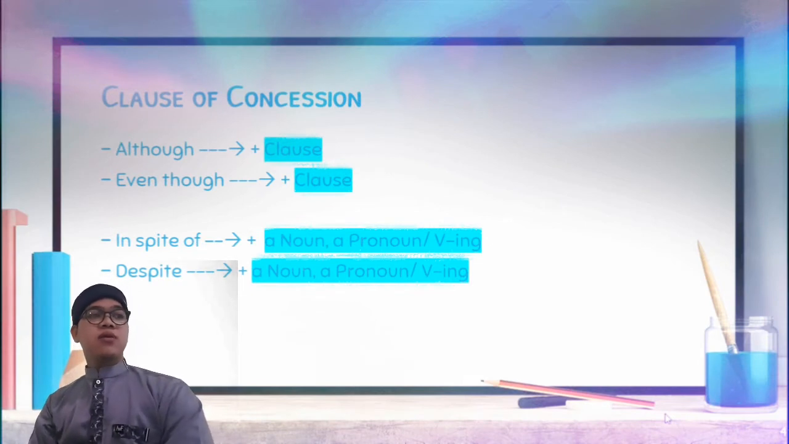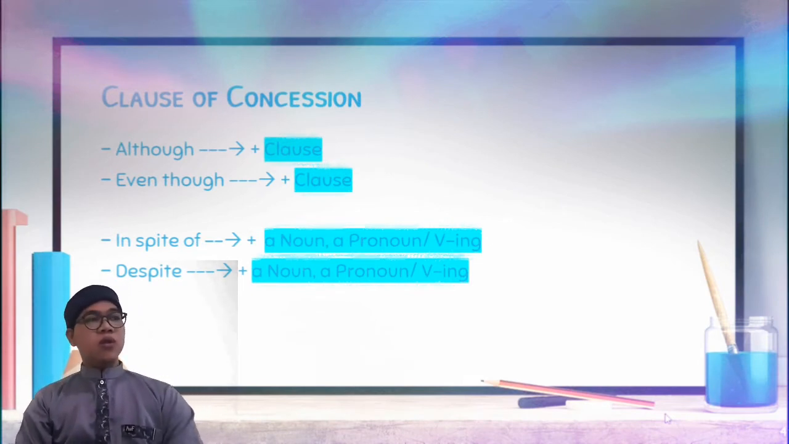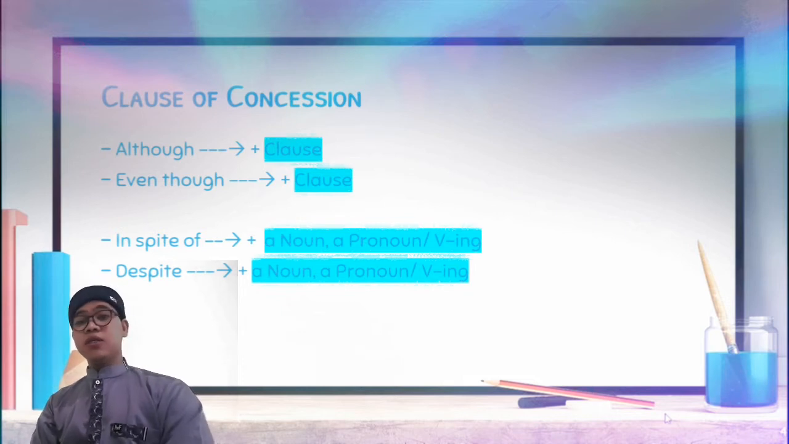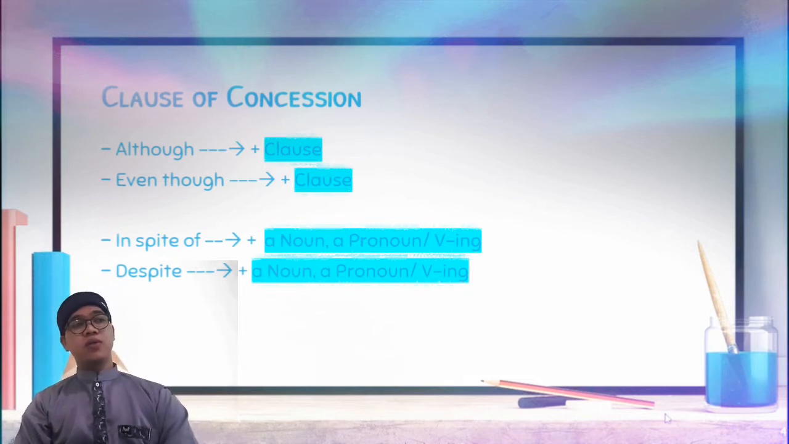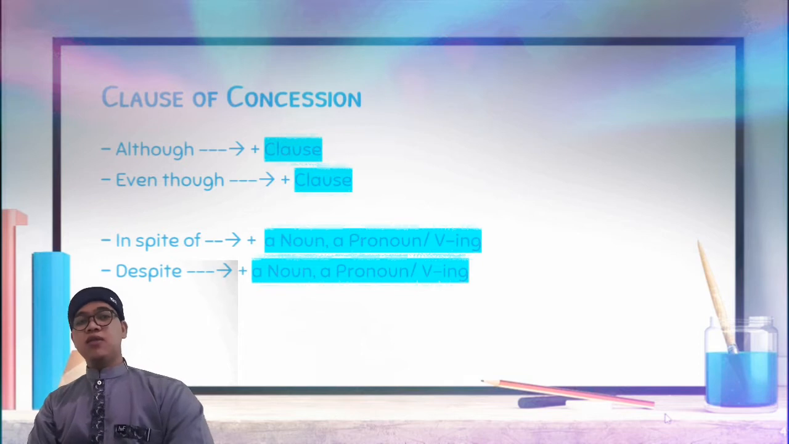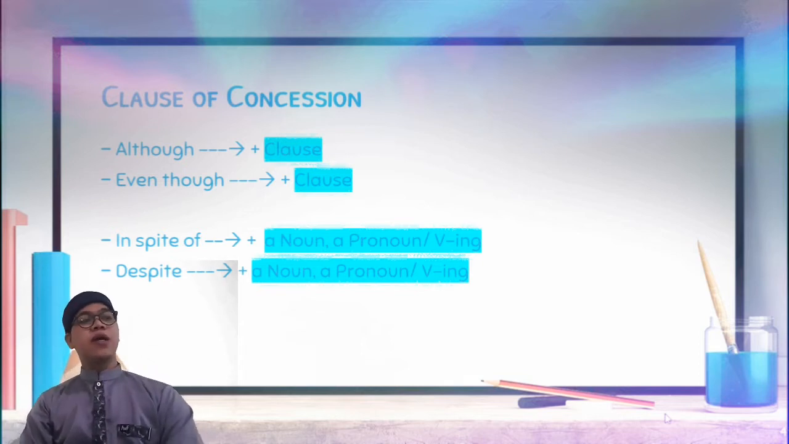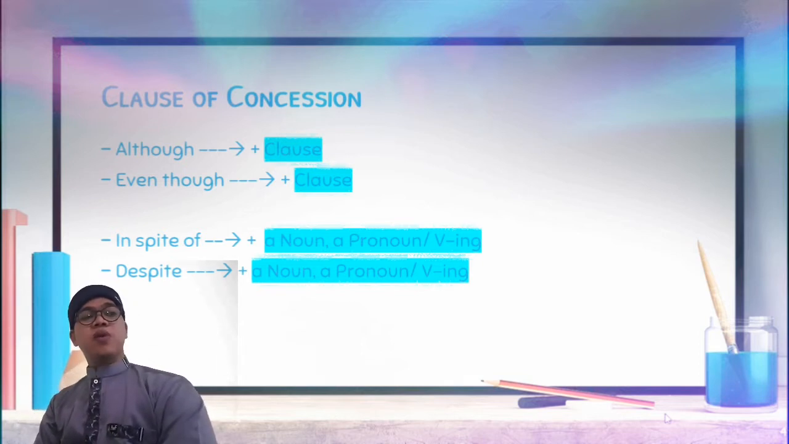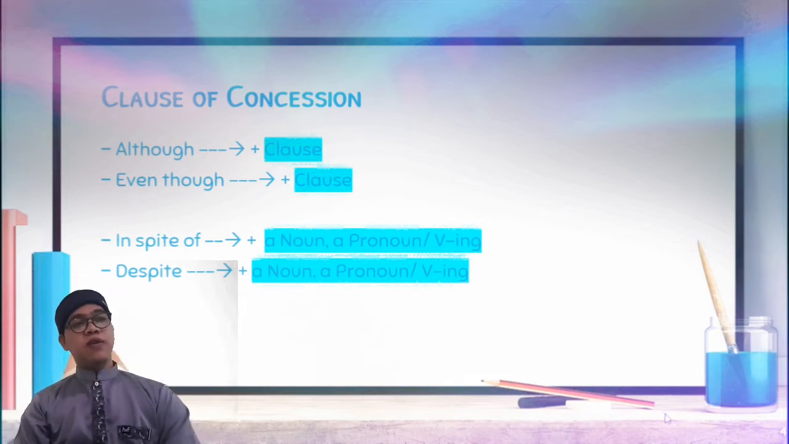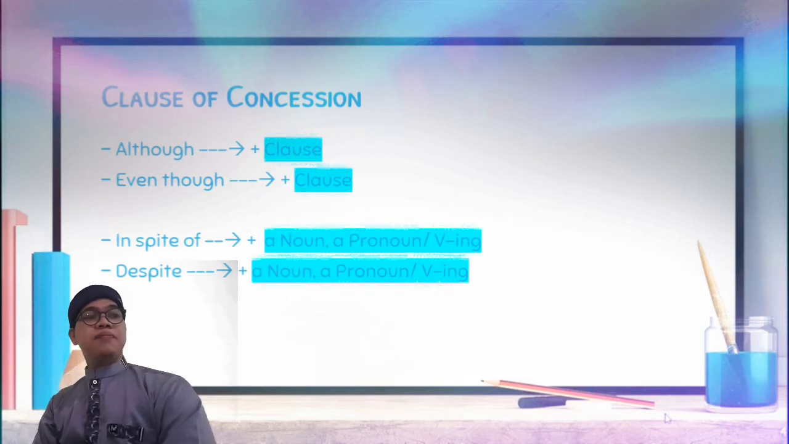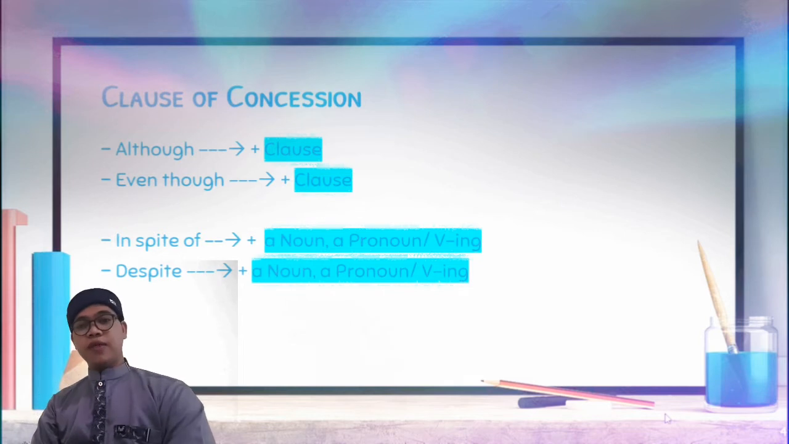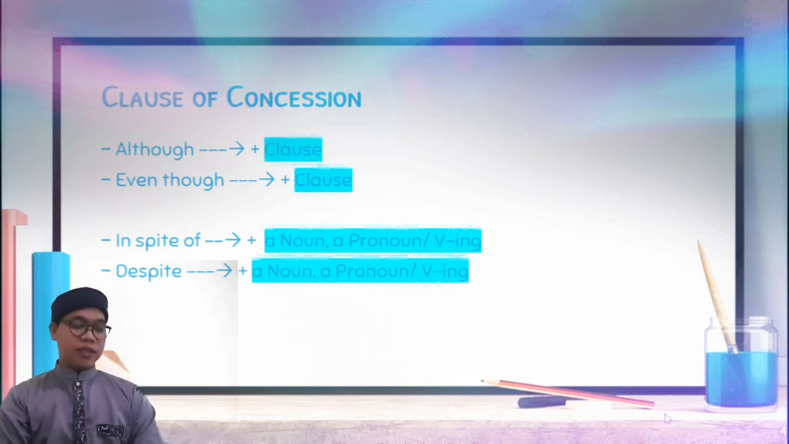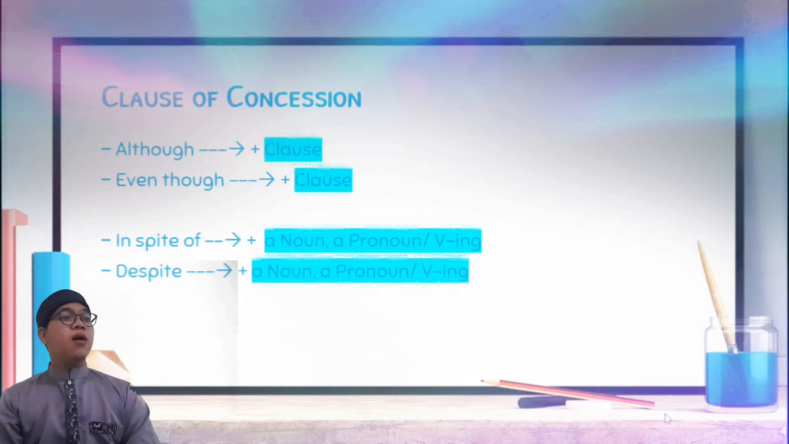First one, clauses of concession. Although is always followed by a clause. Even though is also always followed by a clause. In spite of is always followed by a noun, pronoun, or verb-ing. And despite of is always followed by a noun, pronoun, or verb-ing. So that is the difference between them.